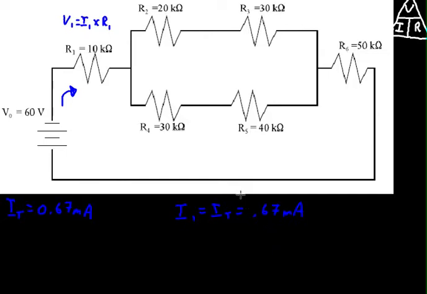Okay, and the R we know is 10, so then V1 equals 10 times this, or 10,000 because it's a kilo ohm. That's the mistake we made in the last one that we corrected. So 10,000 times 0.67 milliamps, 6.7 volts. Okay, so 6.7 volts is what is lost.